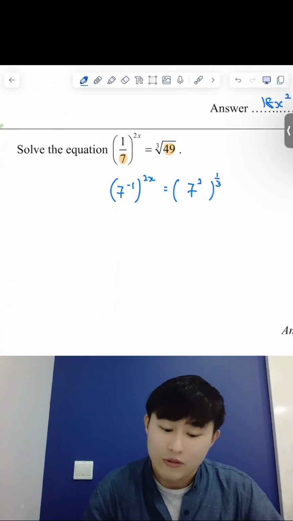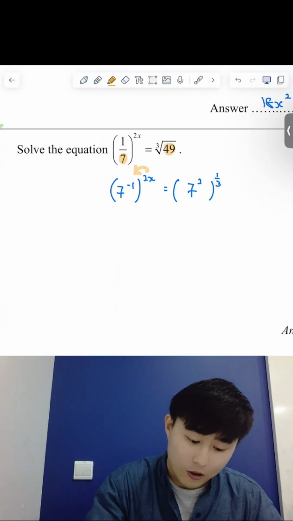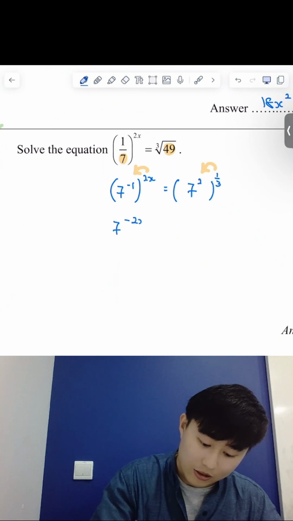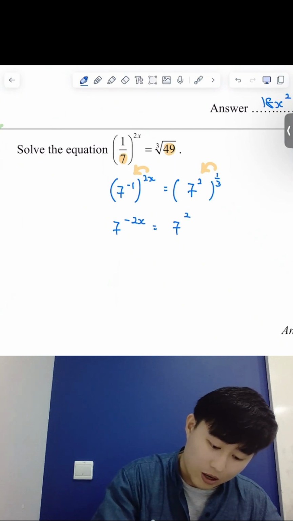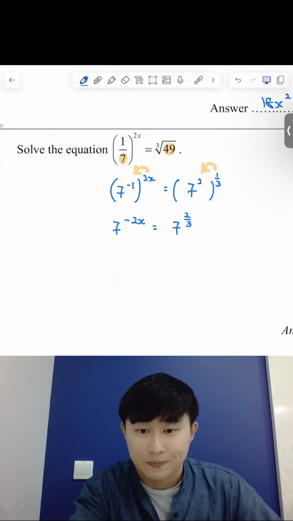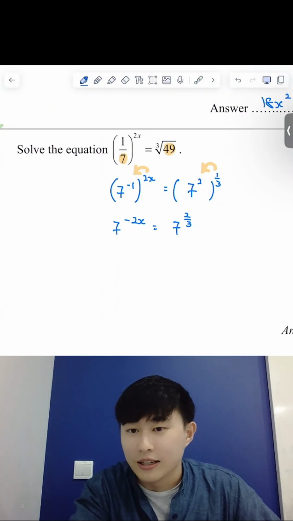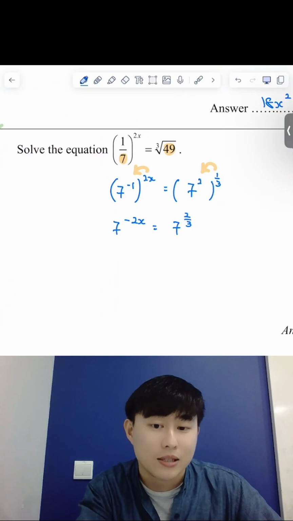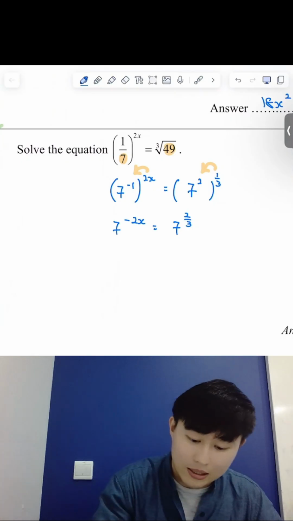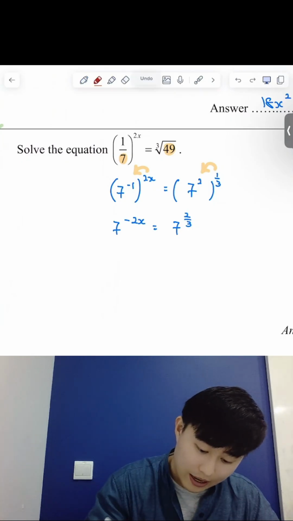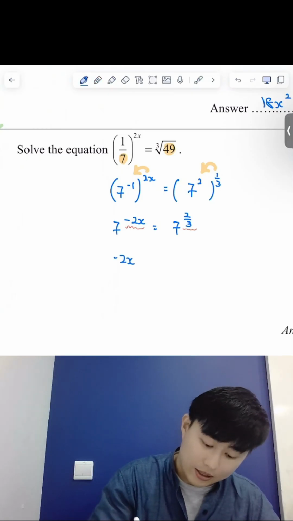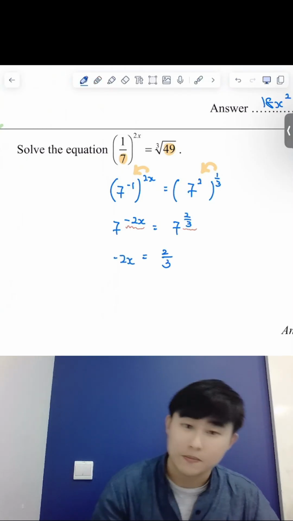Great. From here, I'm going to times in the power. This is your indices law. You're going to end up with 7 to the power of minus 2x is equals to 7 to the power of 2 over 3. Nice. Now that the base is the same, I can basically ignore the base. And I can now basically just compare whatever that is at the power. So minus 2x is equals to 2 over 3.